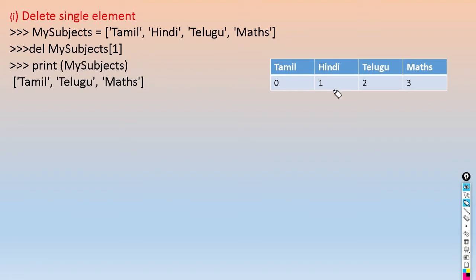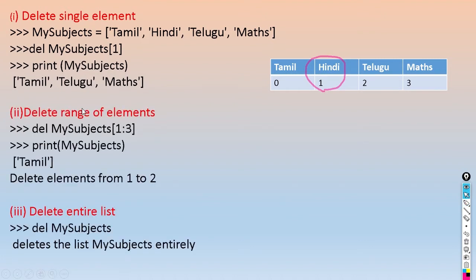What I have given is del my_subjects[1]. The value corresponding to index 1 is Hindi, so Hindi will be deleted. You will have the remaining elements Tamil, Telugu and Maths. If I give print(my_subjects), you will get the output Tamil, Telugu and Maths because Hindi is deleted. Next, if I want to delete a range of elements, how to do it, we are going to discuss.